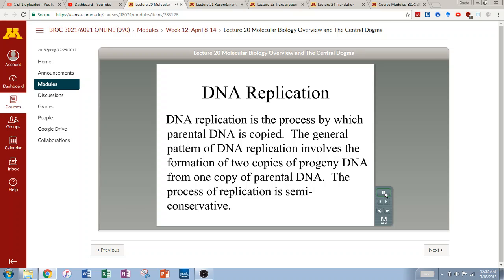DNA replication is the process by which parental DNA is copied. The general pattern of DNA replication involves the formation of two copies of progeny DNA from one copy of parental DNA. The process of replication is semi-conservative.